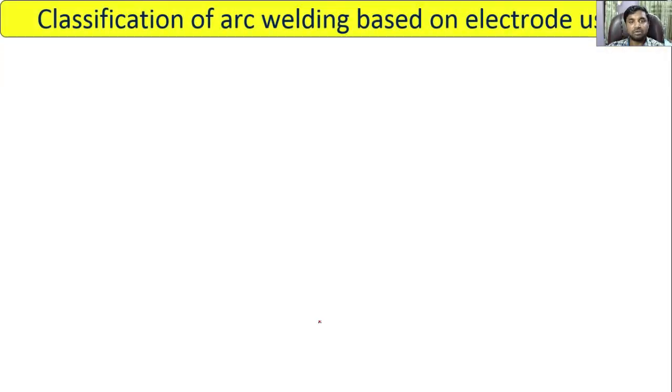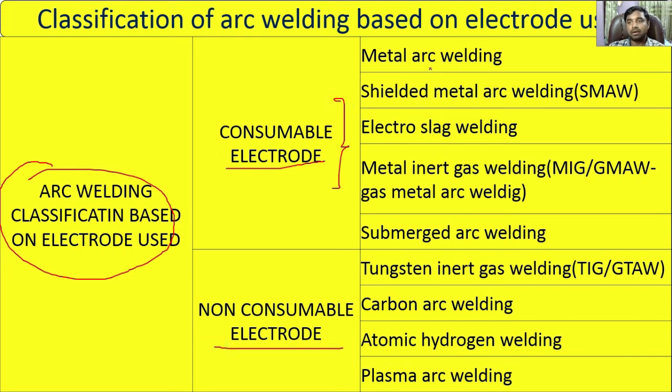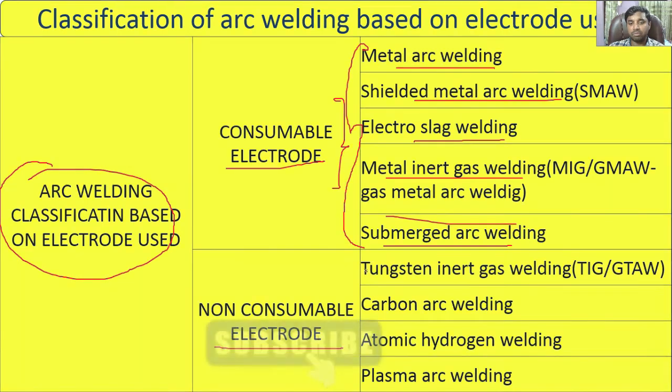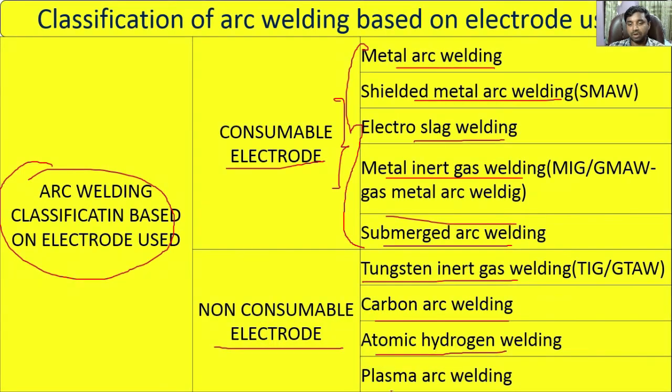Now we'll go to the classification of arc welding based on the electrode. This is the important arc welding classification based on electrode use. One is the consumable electrode and the other is the non-consumable electrode. In consumable electrode, there is metal arc welding, shielded metal arc welding, electroslag welding, metal inert gas welding, and submerged arc welding. In all of these, the filler metal or the electrode is consumable. But in non-consumable, you have tungsten inert gas, which is TIG welding, carbon arc, atomic hydrogen welding, and plasma arc welding. These all use a non-consumable electrode, and a separate filler wire is always used to get the weld.